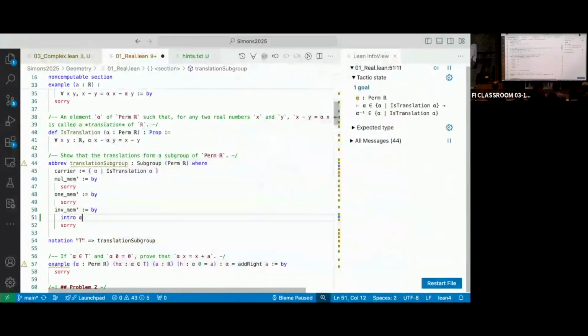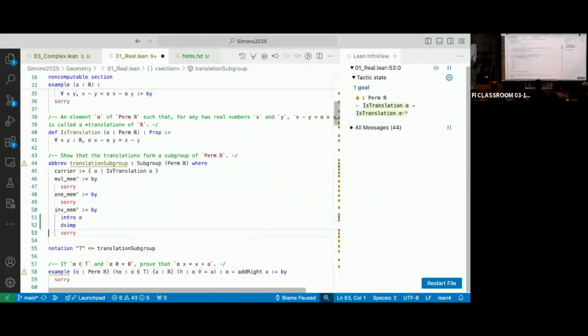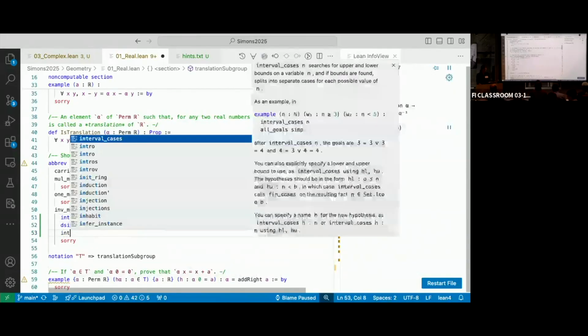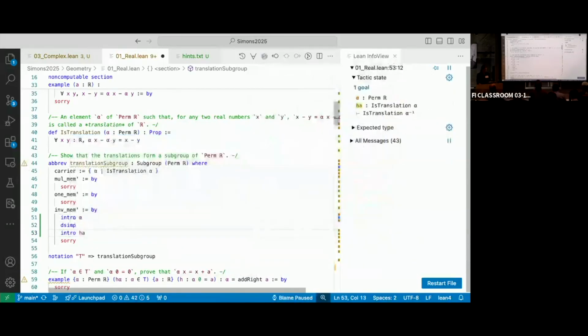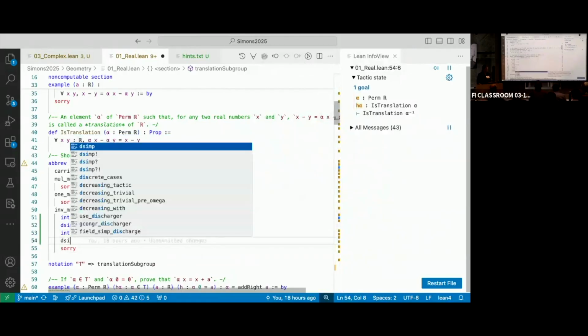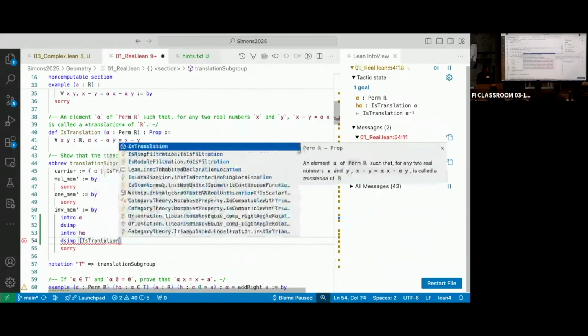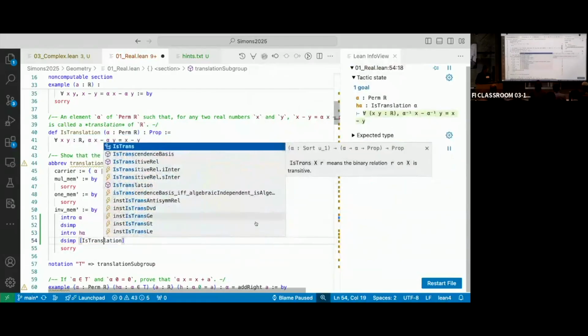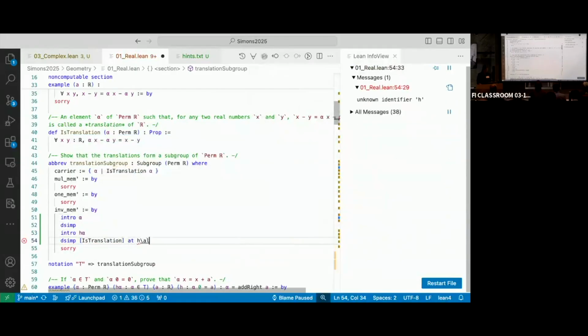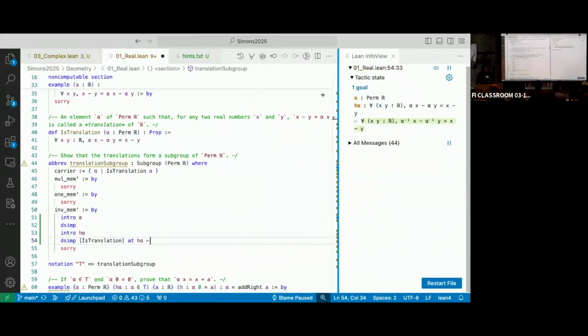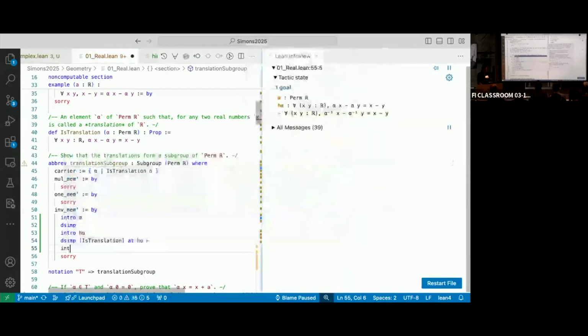I have an alpha, I simplify some stuff, and now I have to prove that if alpha is a translation, then so is alpha inverse. So I use intro to get my translation property for alpha, and try to deduce it for alpha inverse. Let's desimp a bit more to get rid of the is translation definition, at H alpha and the goal. Okay, so here I am, and now intro X and Y.